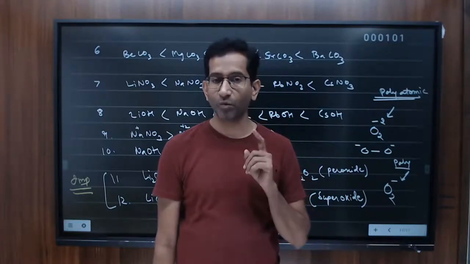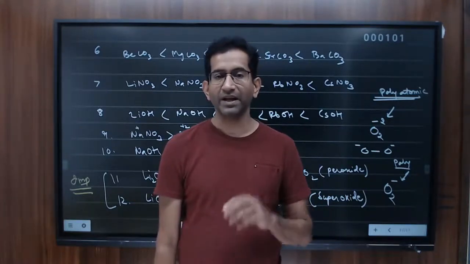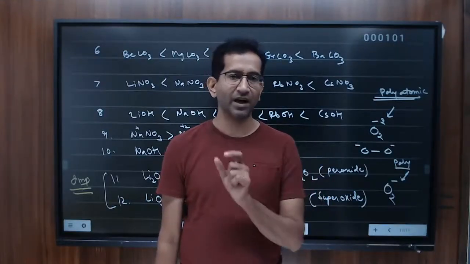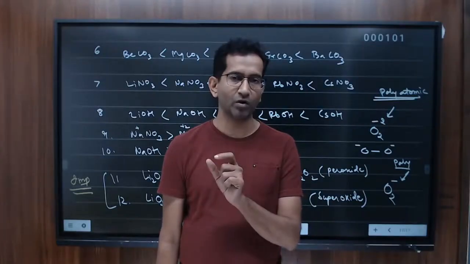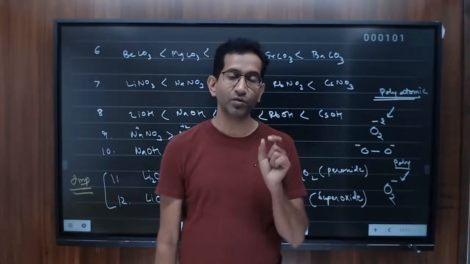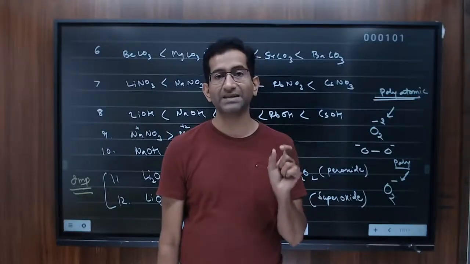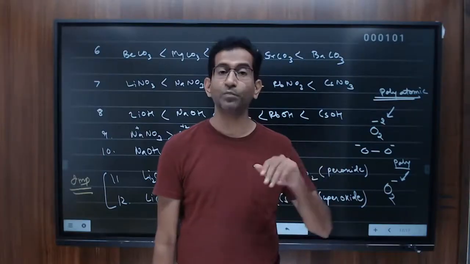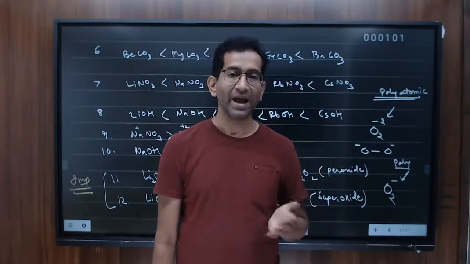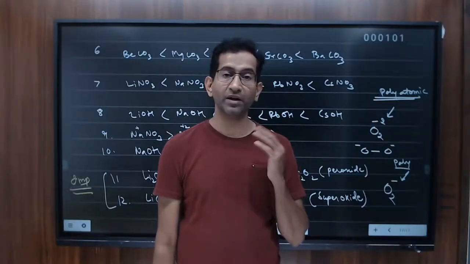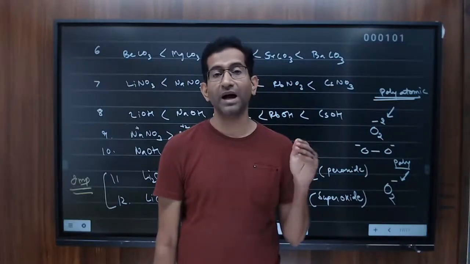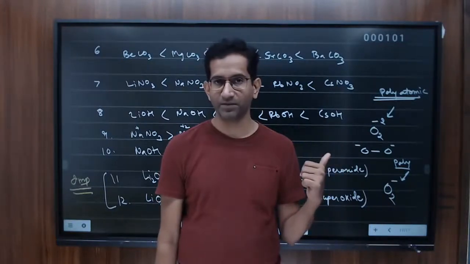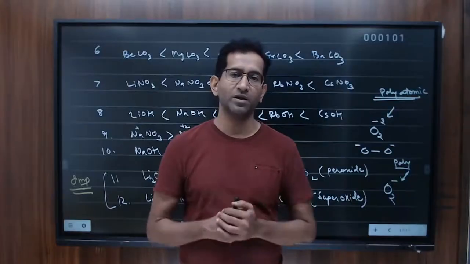In Fajan's rule, one more extra concept is there. If you have two cations, one with pseudo noble gas configuration and the other with absolute noble gas configuration, the one with pseudo noble gas configuration has a higher polarizing power. So it has more covalent character. As the covalent character in an ionic compound increases, the color of that ionic compound becomes more and more intense. That also I have explained with examples, right? And later on we discussed thermal stability.